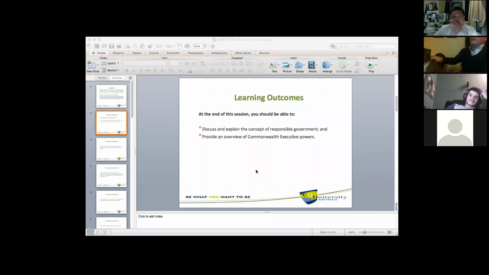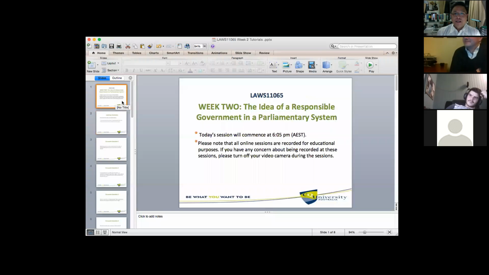So for tonight, the topic is on the idea of responsible government in a parliamentary system. As of this time, you will notice that a lot of the things that we raise are based on legal principles. I'm not yet formulating any case problems, and the reason is, it's very important for you to have a good grounding on legal principles, because the legal principles are going to be very important.